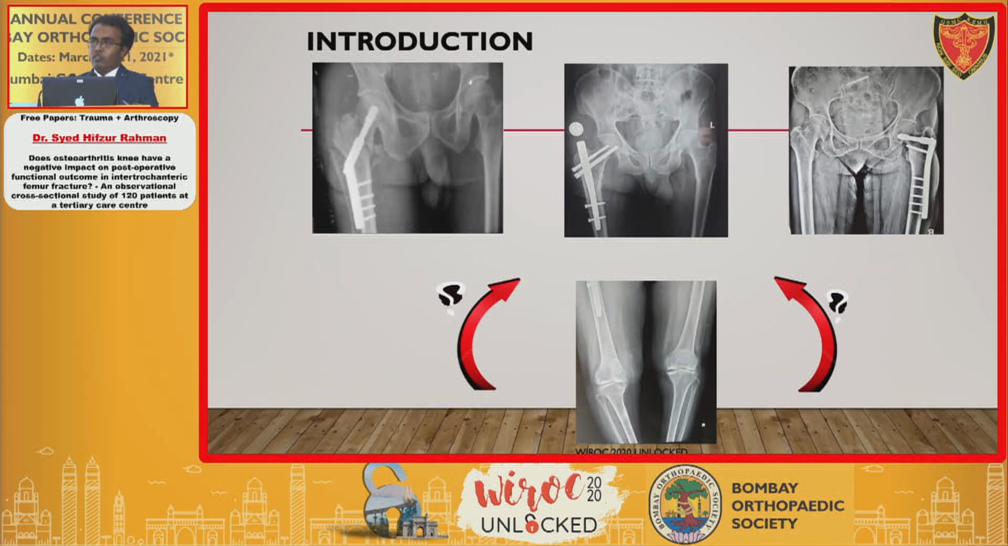Intertrochanteric fractures are one of the common causes of morbidity and mortality in the geriatric age group. With improvements in standard of living and longevity, this fracture is being increasingly encountered. It remains the most common cause of hospital admission in the elderly.